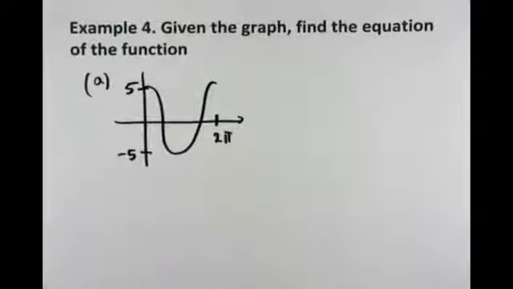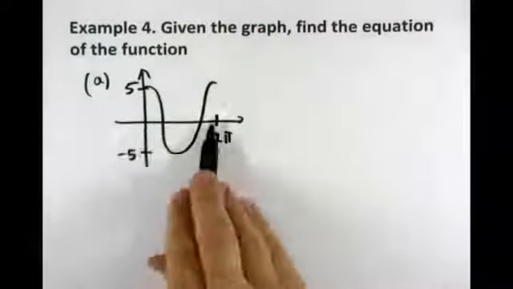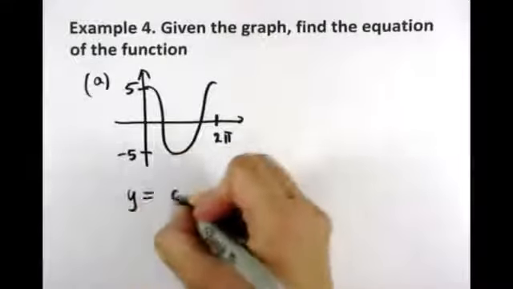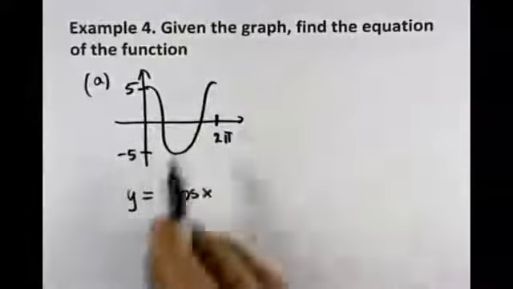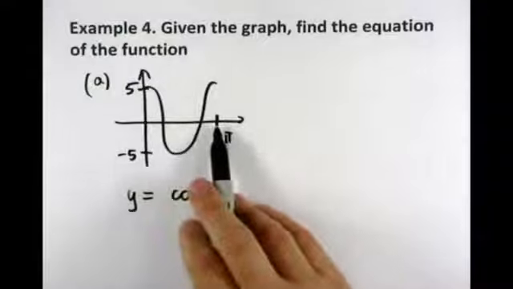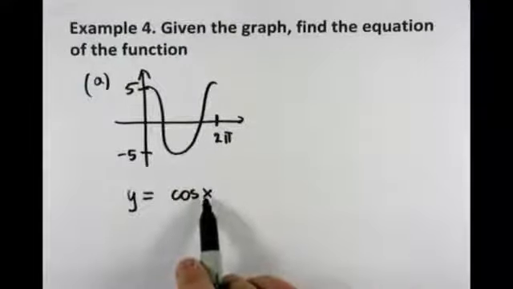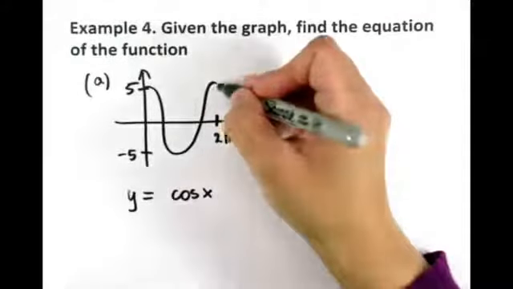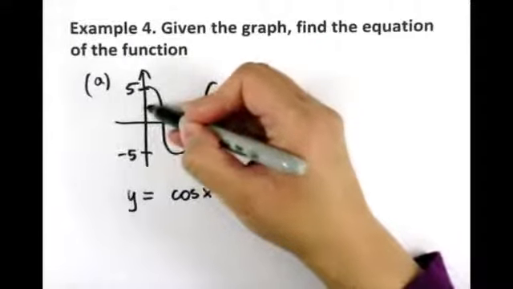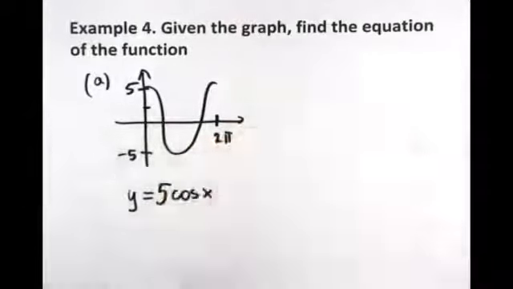Okay, so first identify the shape. This shape is a V shape. From 0 to 2 pi, we have a V shape. V shape is the cos function. Y is equal to cos. Period didn't change. Period is 2 pi, so we don't have horizontal stretch. But the amplitude is 5 instead of 1. So the graph was stretched 5 times. So that's why we need to put 5 in front.